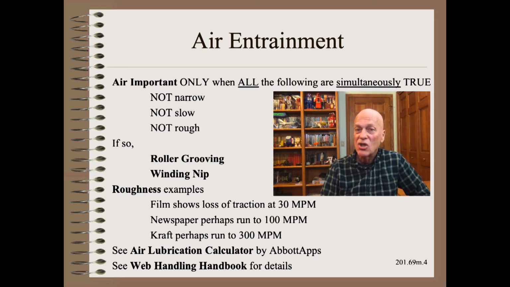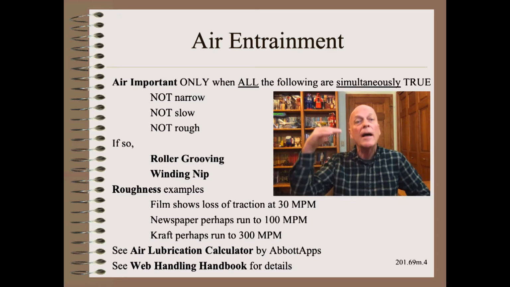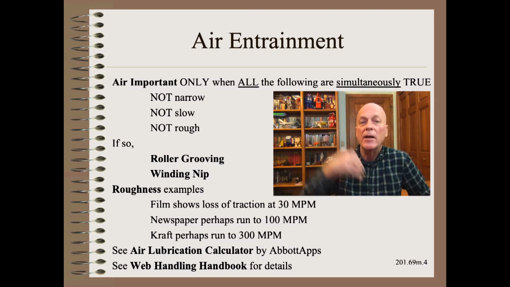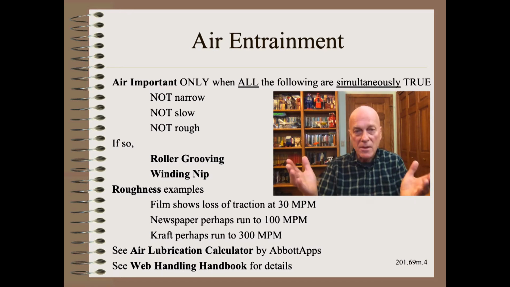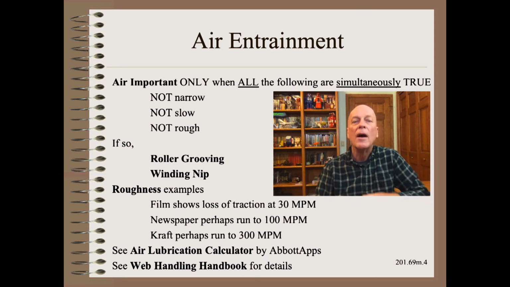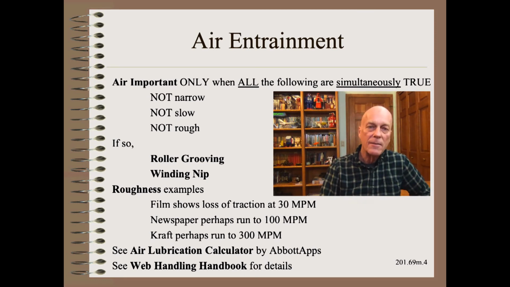As such, the surface of the paper itself can handle more air, perhaps allowing you to run and wind up to, say, 300 meters per minute. So, what if you wanted to run smoother materials such as film? Well, you might see a loss of traction at a mere 30 meters per minute, so path control would be trouble, and your wound roll might be too loose to handle, ship, or unwind by your customer.